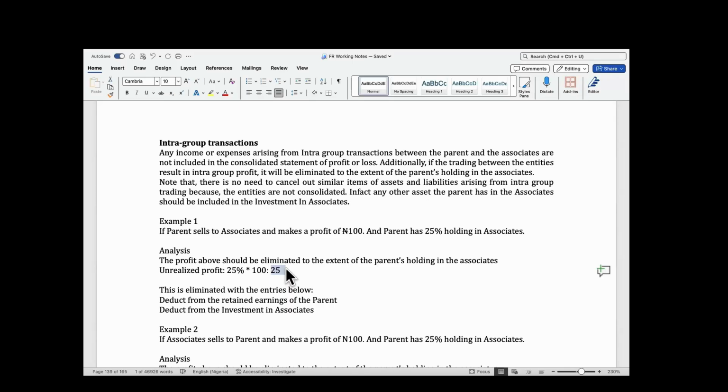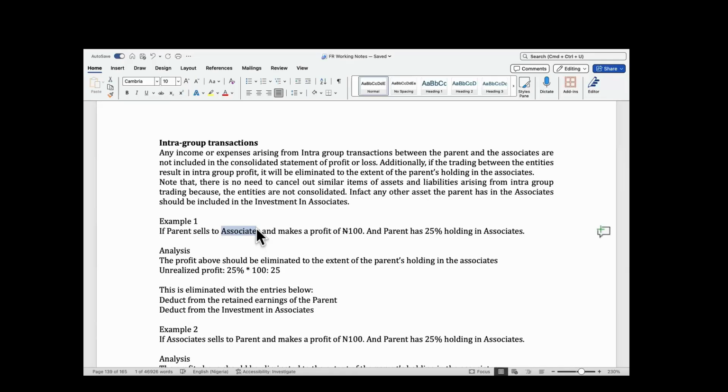Now, how do you do the elimination? Number one, the parent has made profits. It is the one that sold. So you are going to deduct that unrealized profit from the retained earnings of the parent. Number two, now the parent sold to the associate. That means the associate is carrying an inventory in his books. But we don't consolidate the account of the associates. So that inventory that has a profit load is not in our consolidated account. So there is no way to remove it.